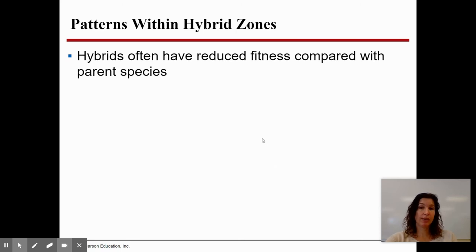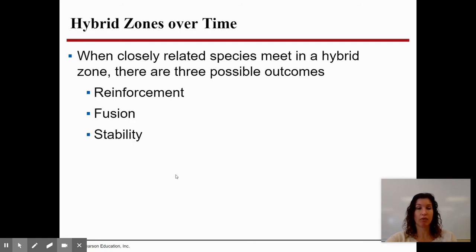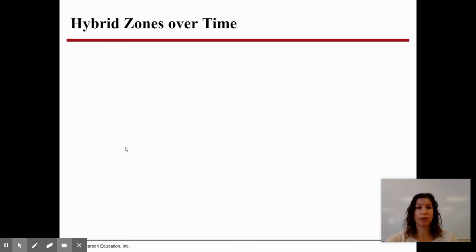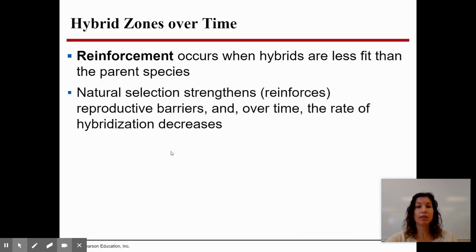Hybrids often have reduced fitness compared with parent species, and the distribution of hybrid zones can be more complex if parent species are found in patches within the same region. So within a hybrid zone, there's 3 possible outcomes. There could be reinforcement, fusion, or stability. Reinforcement occurs when hybrids are less fit than the parent species, so then the parent species are reinforced so that hybrids are not selected for.